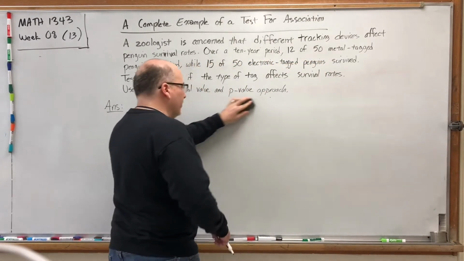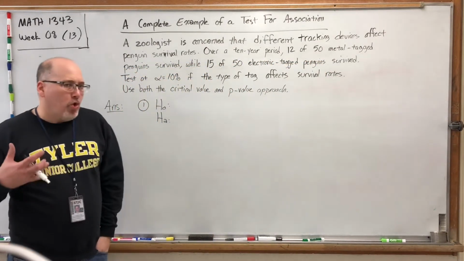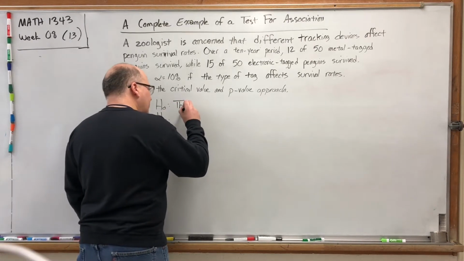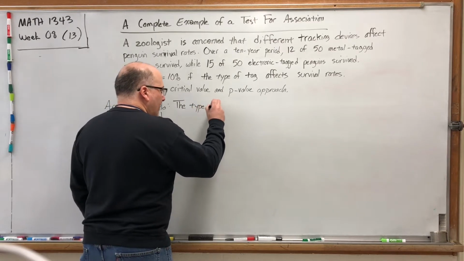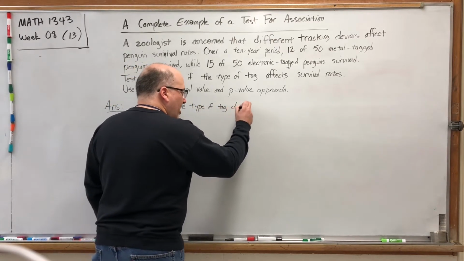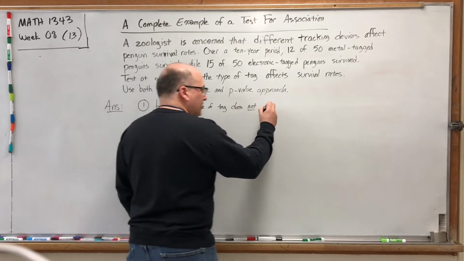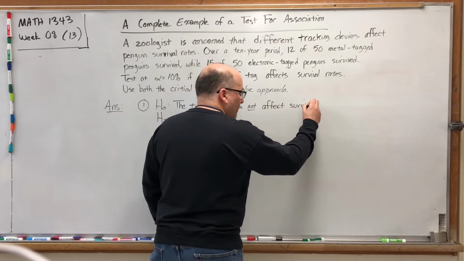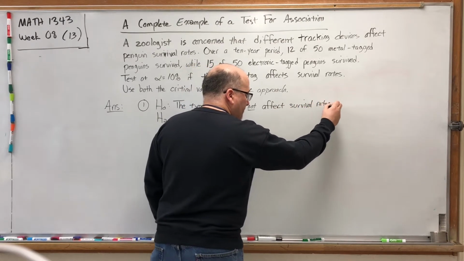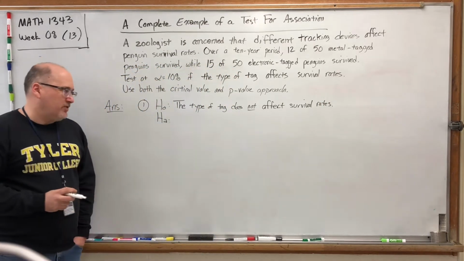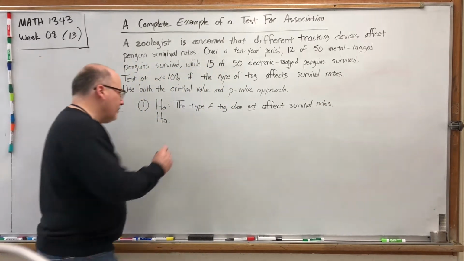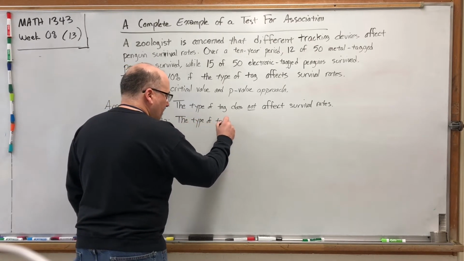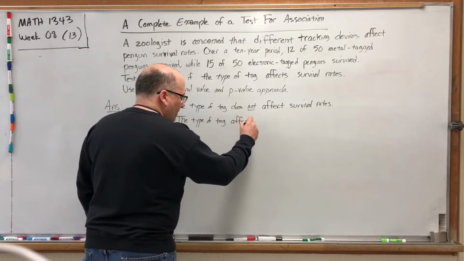So even though we had a perfectly good null hypothesis, I think I'd like to word it in the same phrasing as the question. In this case, the type of tag does not affect survival rates. So guess what the alternative hypothesis would be? The type of tag affects survival rates.